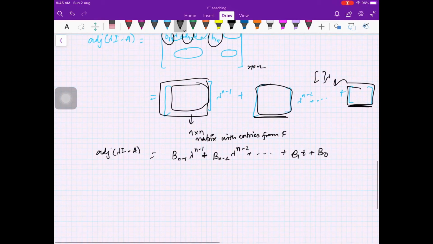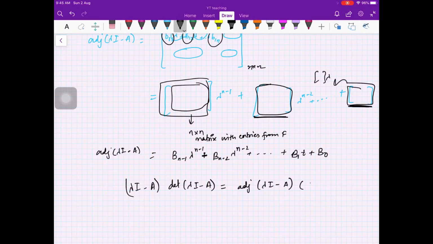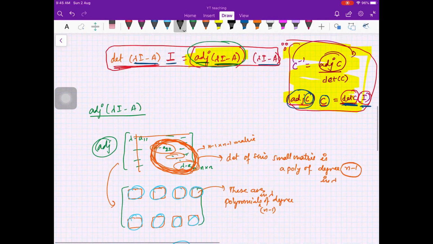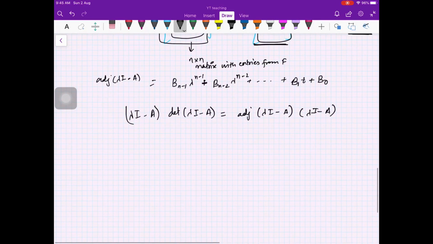Is that thing clear? Now I am again writing that result, using the variable lambda. So lambda I minus A into determinant of lambda I minus A is equal to adjoint of lambda I minus A into lambda I minus A. So this is the result I already have. I'm sorry, there is a mistake. This result is from here. So in here you have the identity matrix, and here you have the identity matrix.